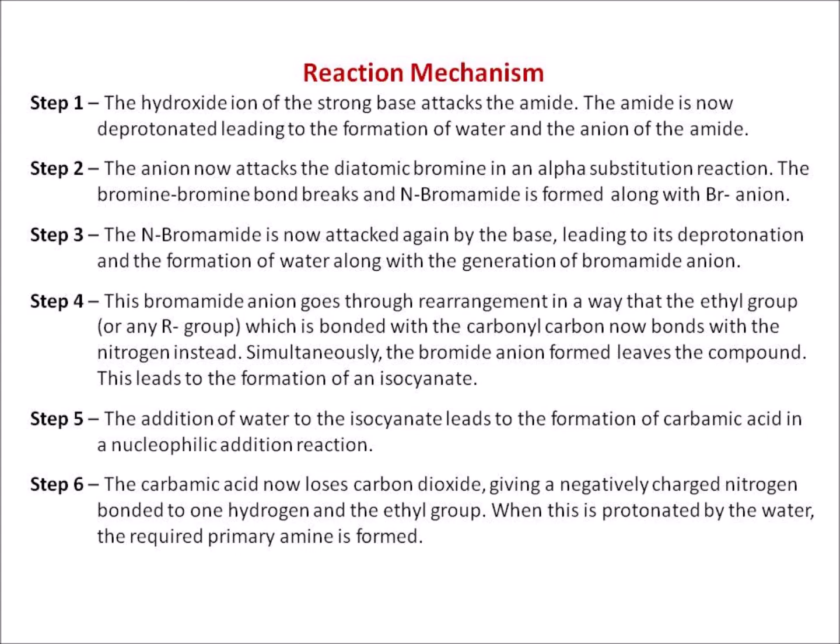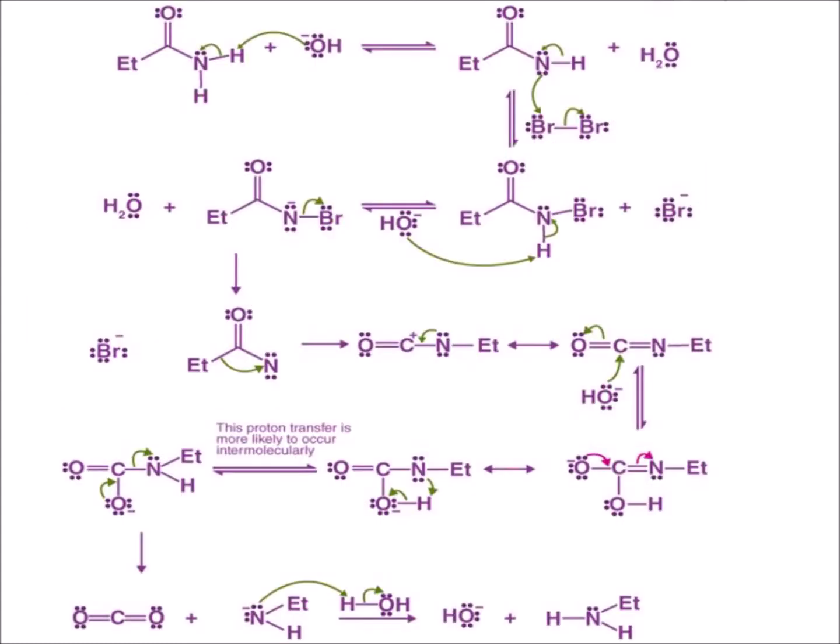The addition of water to the isocyanate leads to the formation of carbamic acid in a nucleophilic addition reaction in the fifth step. The carbamic acid now loses carbon dioxide, giving a negatively charged nitrogen bonded to one hydrogen and the ethyl group. When this is protonated by the water, the required primary amine is formed in the last, or the sixth step. The reaction mechanism is given.